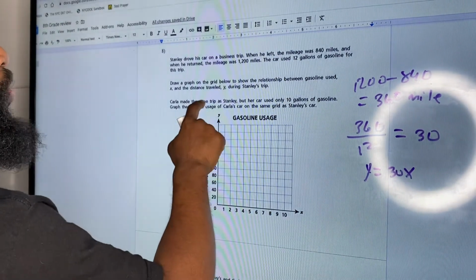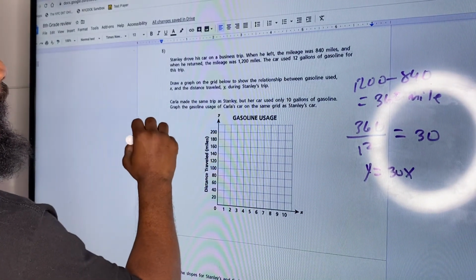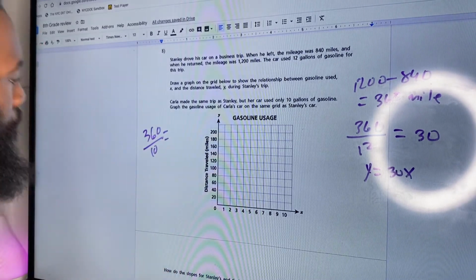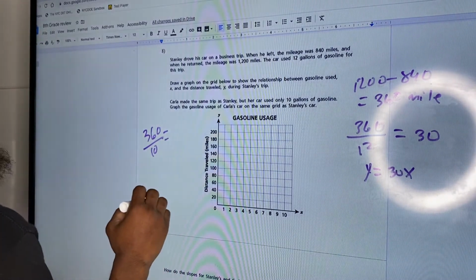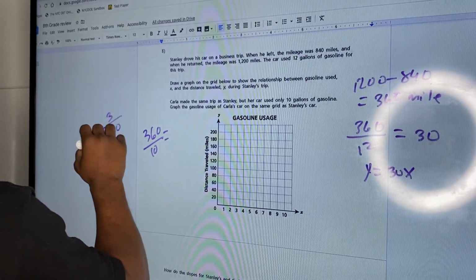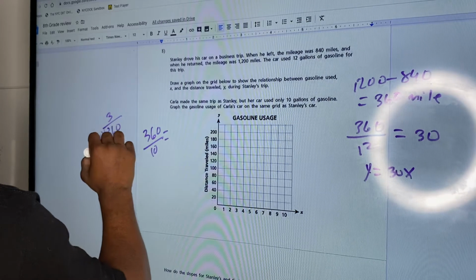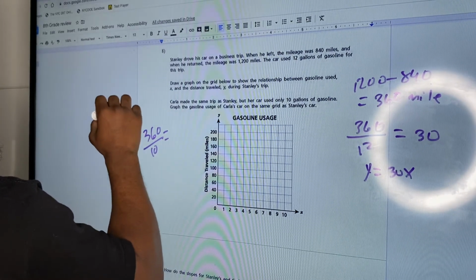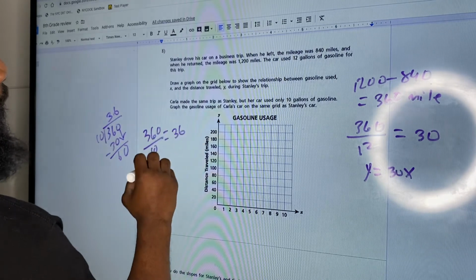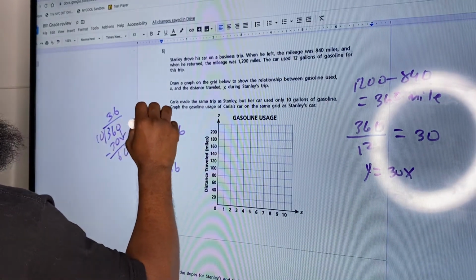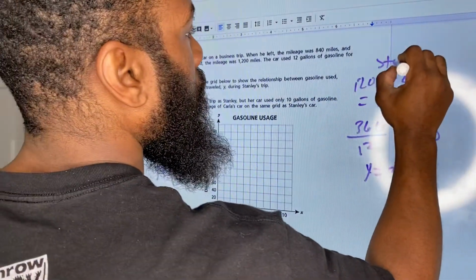So both of them made the same trip. She traveled 360 miles, but on 10 gallons. So 360 divided by 10: 10 times 3 is 30, that leaves 6, you bring down the 0. So she traveled 36 miles per gallon. Y equals 36x. This is Carla. This is Stanley.